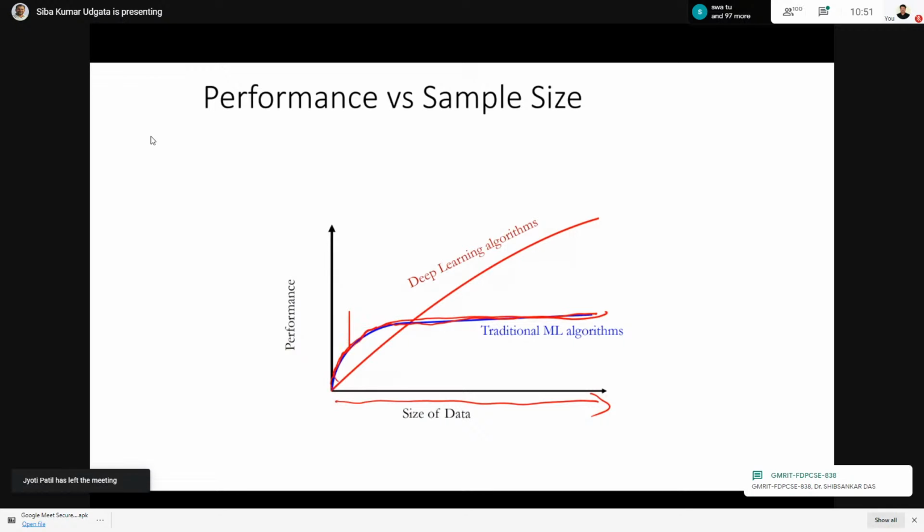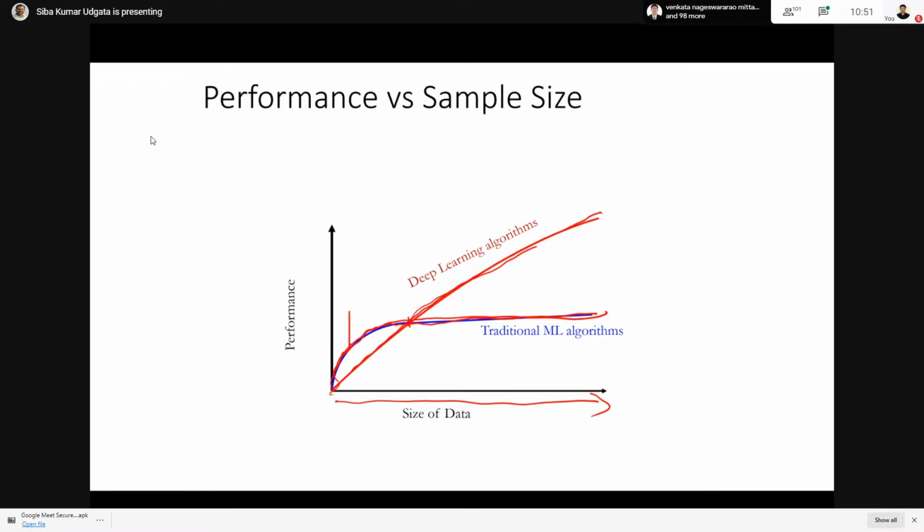But in the case of a deep learning network, if you have more data samples for training, the performance accuracy keeps on increasing. And at some point of time, it bypasses the traditional machine learning algorithm and still continues to perform well. So a deep learning algorithm has the ability to perform much better than a traditional ML algorithm if you provide more data samples. So what is the trade-off here? If you have a number of data samples less than this value, then it is better to go for a traditional machine learning algorithm like SVM, like neural network, etc.